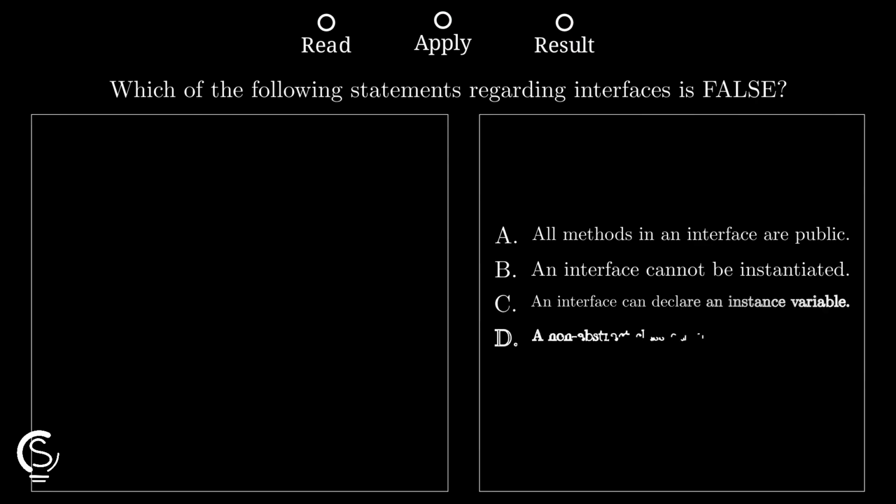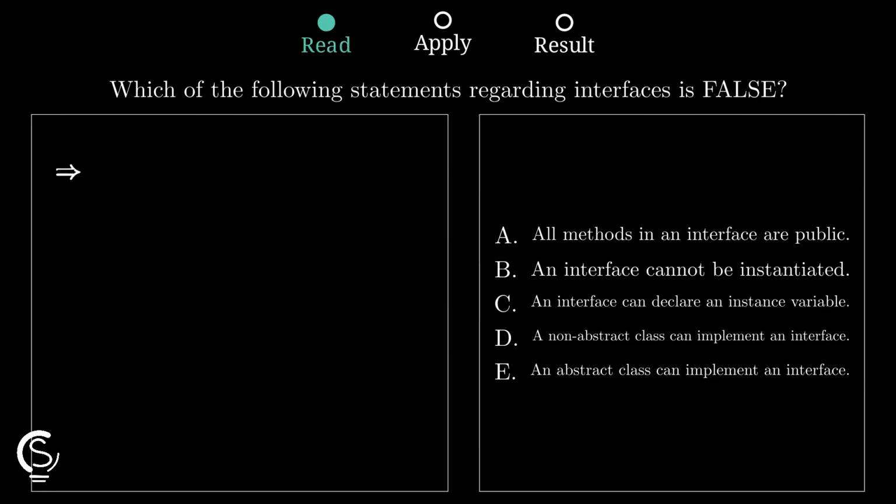First, remember that interfaces are blueprints for behavior, not state. They can define constants using static and final keywords, but they absolutely cannot declare any instance variables for an object. Since option C claims that an interface can declare an instance variable, we know immediately that this statement is false. That makes choice C our correct answer for this specific question.